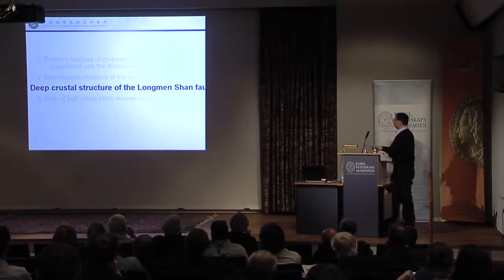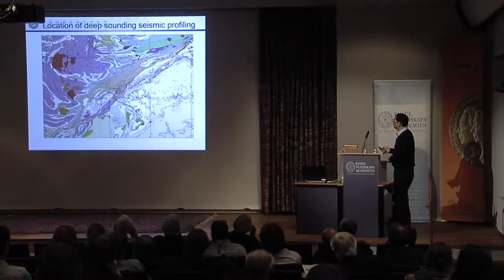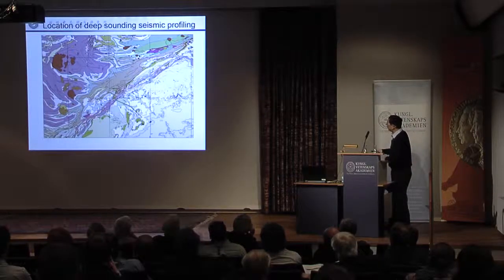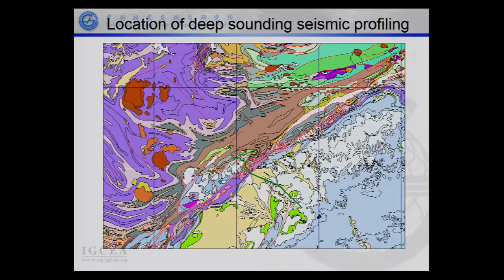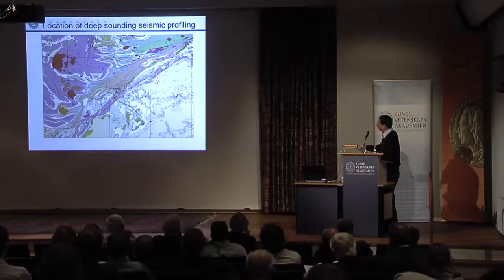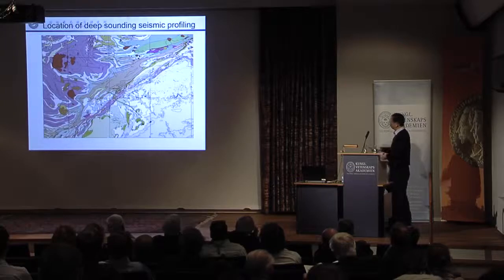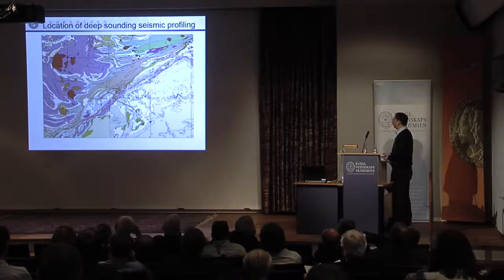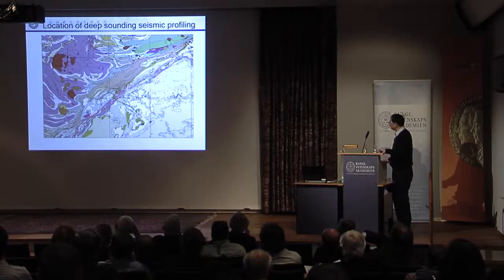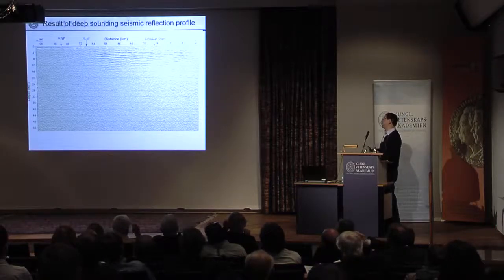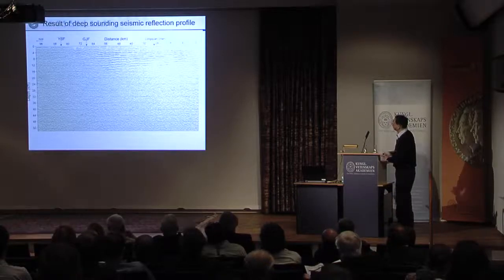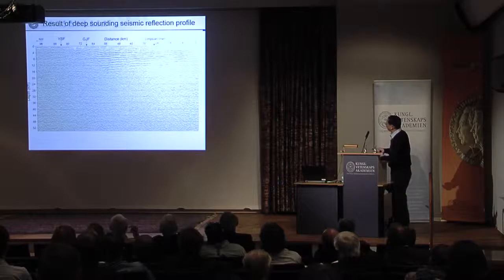So the third part of my talk is the deep crustal structure of the Longmen Shan fault. In order to answer this question, we conducted a deep seismic sounding profile across the Longmen Shan. Because of the very difficult access across the entire Longmen Shan, unfortunately our deep seismic sounding profile was only able to cross 15 kilometers west of the Yingxiu Peizhen fault. We were able to cross the Wenchuan Maoxian fault. We used the standard method to process the data, and I'm not going to talk about the details of the data processing.